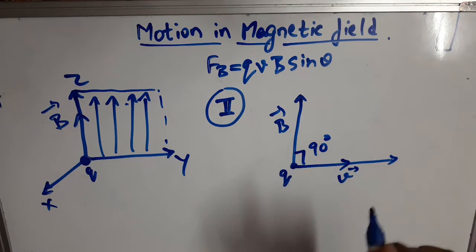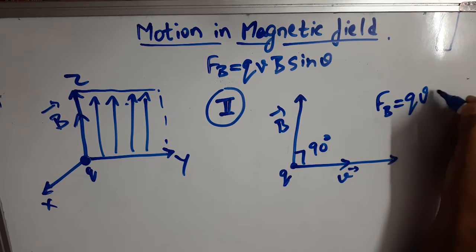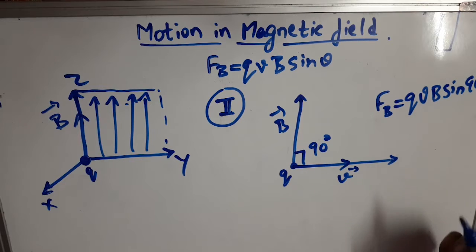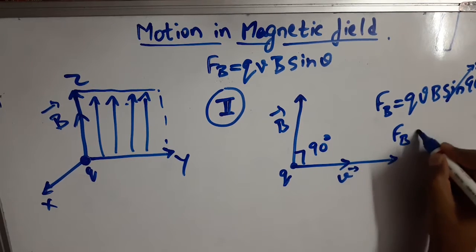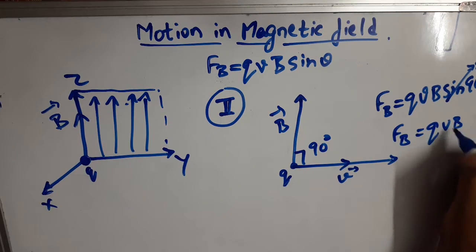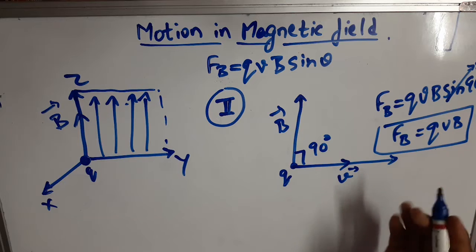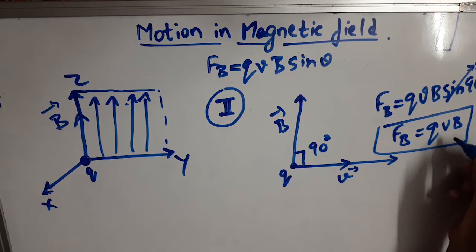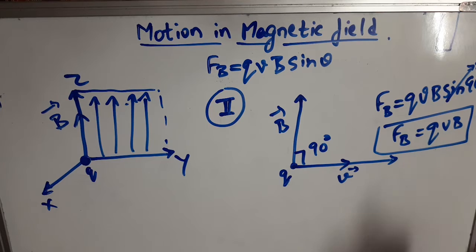So mathematically what happens here? Our force will be qvB sine of 90 degrees, and we know that sine of 90 degrees is 1, so our force becomes qvB, and this is the maximum value of the force. So mathematically what we have here is the force becomes qvB.